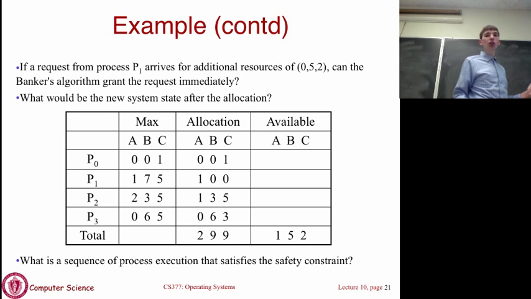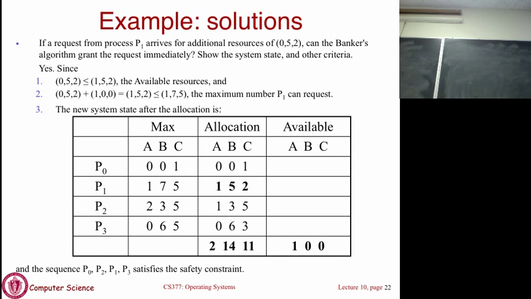So if we actually do that allocation, we just gave 5 additional copies of B to P1 and 2 additional copies of C to P1, and that, of course, decreases the available resources. So now we just have 1 available copy of A.